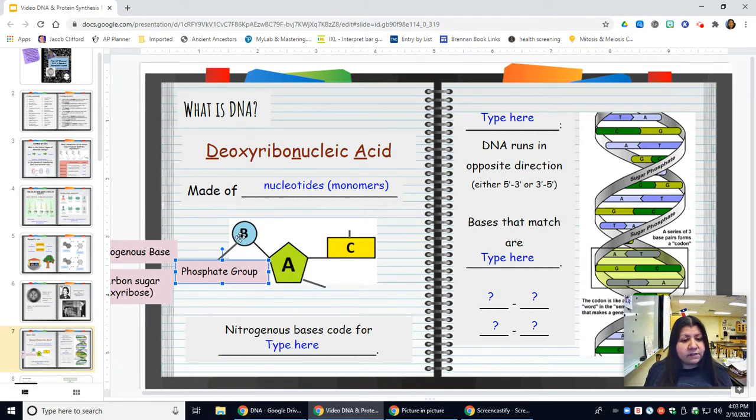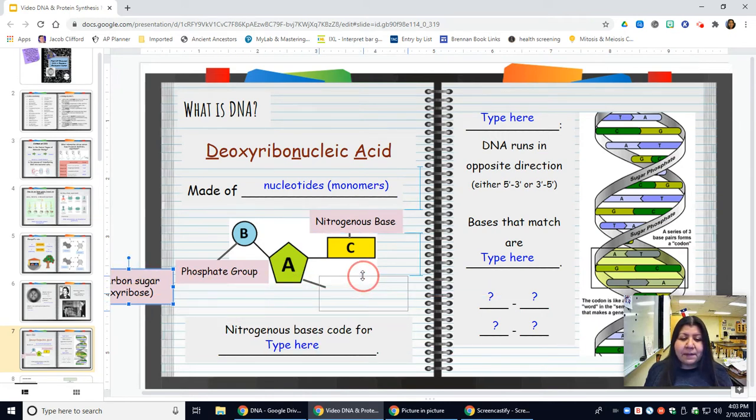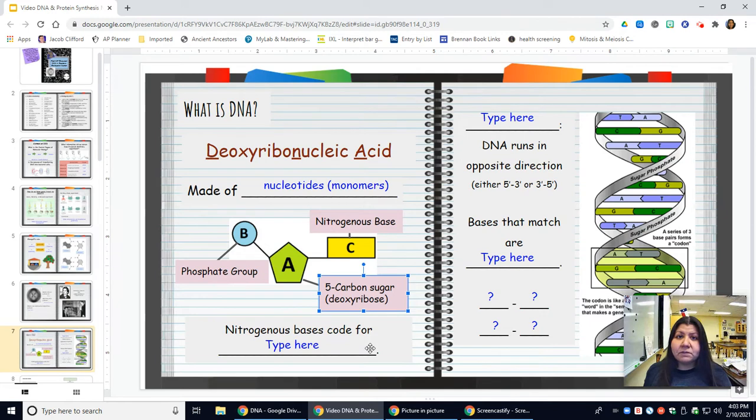So my circle is a phosphate group. My rectangle is a nitrogenous base. And my pentagon is a 5-carbon sugar. In this case, the 5-carbon sugar is deoxyribose. When we talk about RNA, we'll talk about the other type of sugar that we could have, which is ribose. But for right now, let's just focus on DNA.